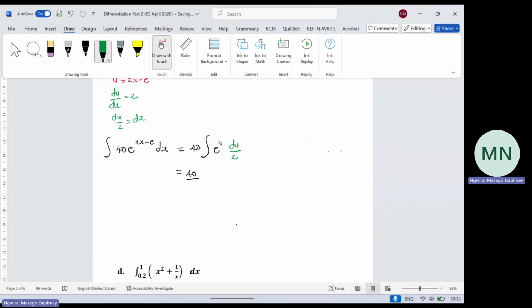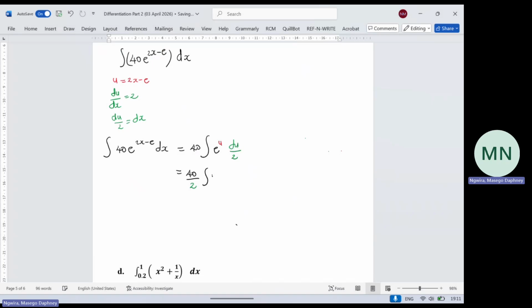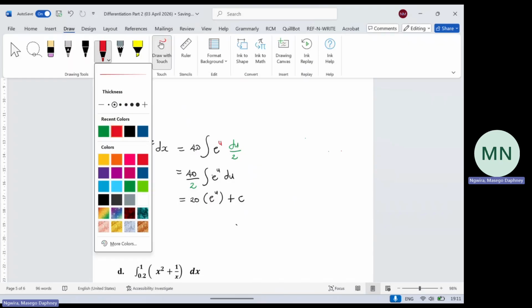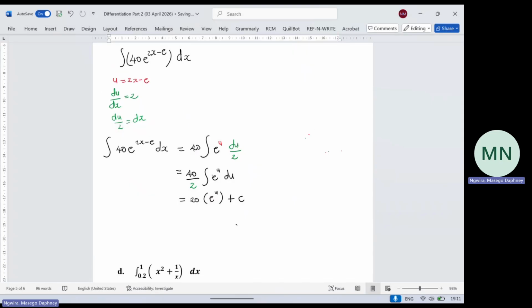Let me write it with green. Before I integrate, this is e to the power of u. Do you remember we want these two together? 40 divided by 2 is 20. Then I have the integral of this, which stays the same. It's just e to the power of u. Then plus c. From where? Remember we did this last time. We said that the integral of e to the power of u just stays the same. Integral of e to the power of u is just e to the power of u. Please don't forget that.